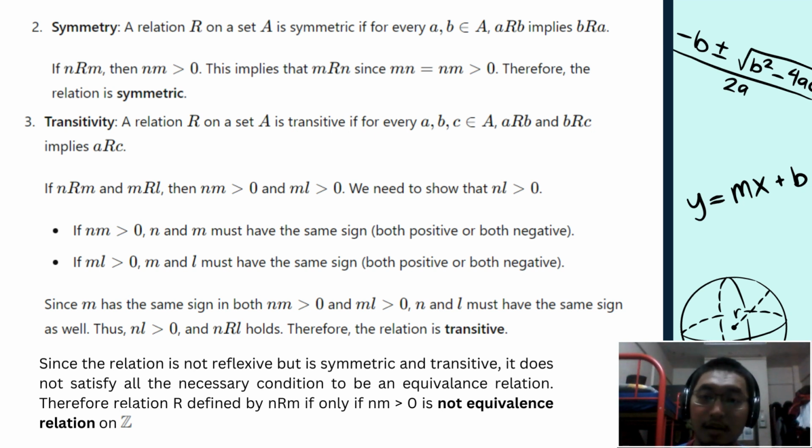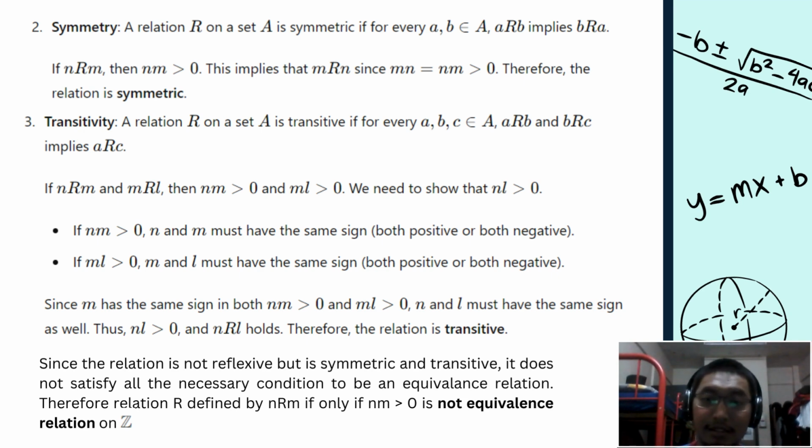And the second one is symmetry. A relation R on a set A is symmetric if for every a, b element of A, a relation b implies b relation a. If n relation m, then nm is greater than 0. This implies that m relation n since mn equals nm, which is greater than 0. Therefore, the relation is symmetric.